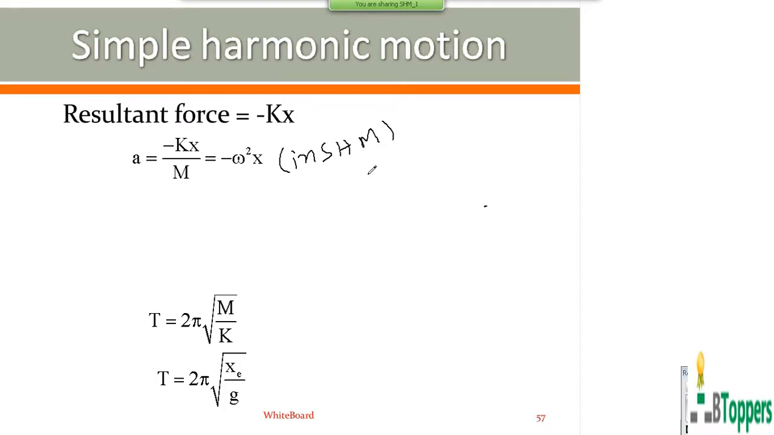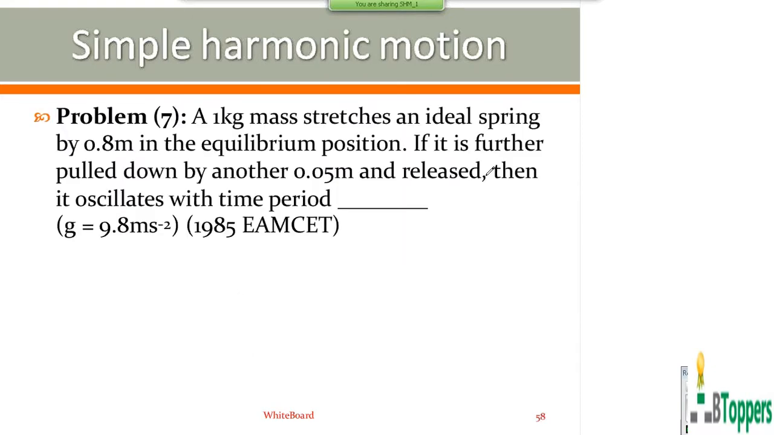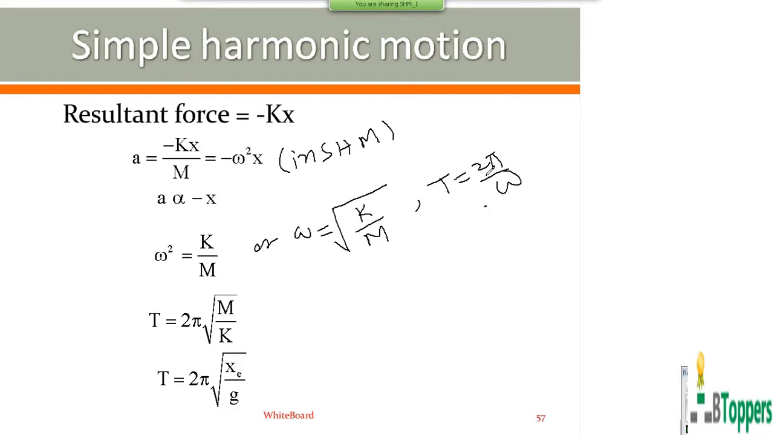So you get instantaneous acceleration proportional to minus x. So omega square is k by m. So you get, as before, we are discussing the case of horizontal oscillation. Similarly, here also you get omega is root of k by m, and time period of SHM is 2 pi by omega. So you can write 2 pi into root of m by k, which you can write 2 pi into root of xe by g. Come on, take a pause and finish writing the notes up to here.